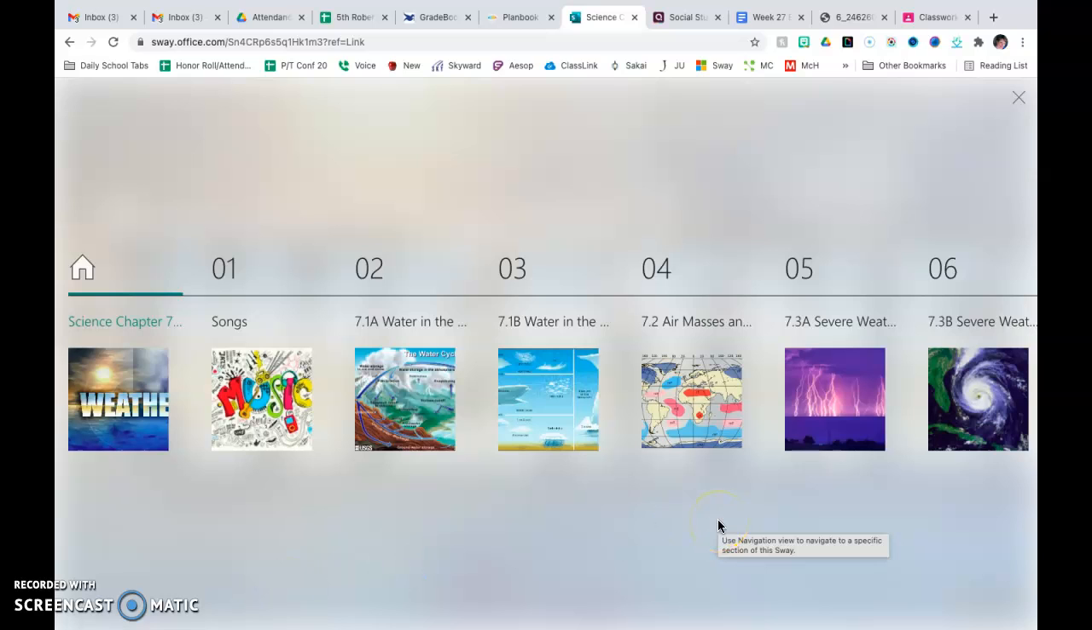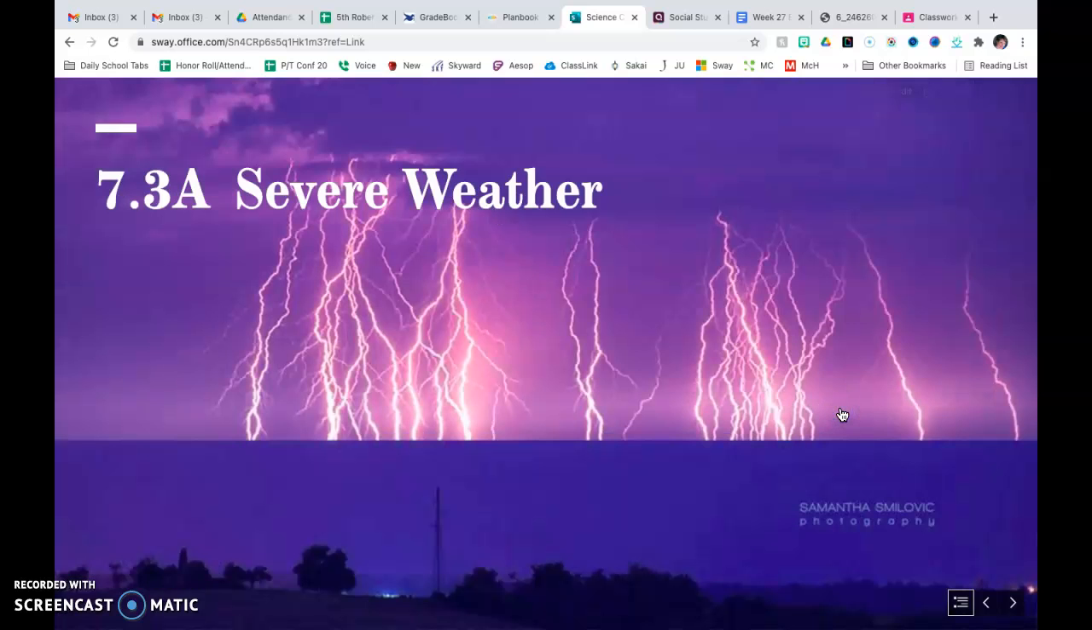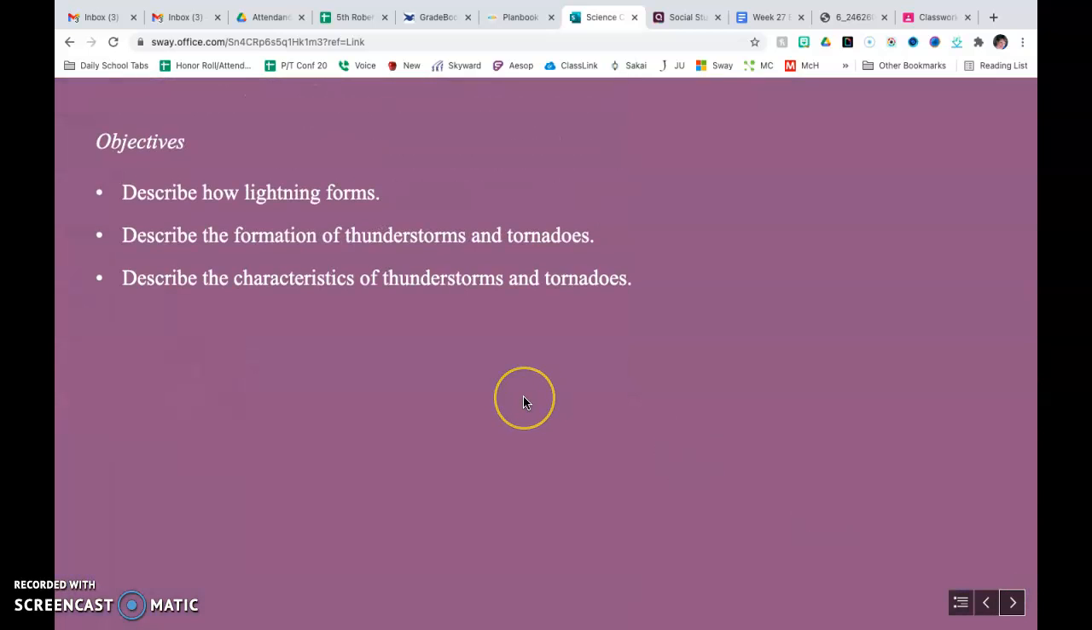Today we're going to continue our study of Chapter 7 in Science with Lesson 3A, Severe Weather. We have 3 objectives today. You should be able to do the following by the end of the lesson: describe how lightning forms, describe the formation of thunderstorms and tornadoes, and describe the characteristics of thunderstorms and tornadoes.